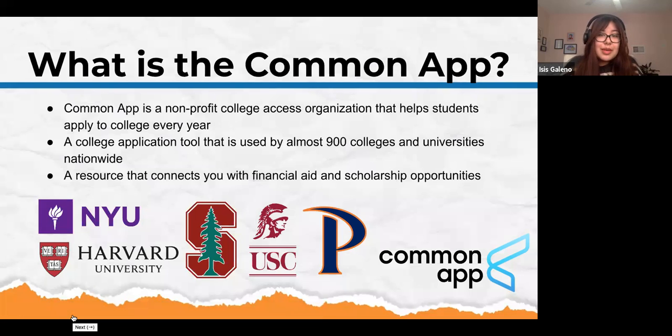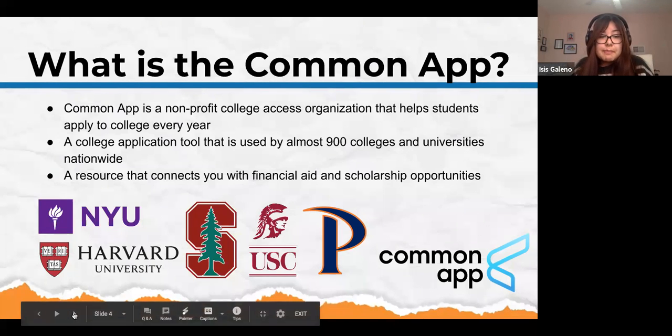Okay, so what is the Common App? It's a nonprofit college access org, which helps students apply to college every year. So it's an application tool, which is used by almost 900 different colleges and universities nationwide. Here, I think it's important to note that the types of schools which use Common App are primarily private schools. So if you're applying to any sort of private school, it's most likely the case that you will be using the Common App. And it also can connect you with financial aid and scholarship opportunities. And in the bottom, you can see some logos of some schools which use the Common App. So there's NYU, USC, Stanford, Pepperdine.